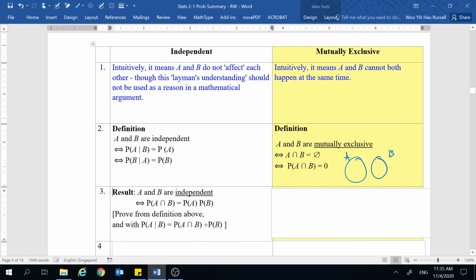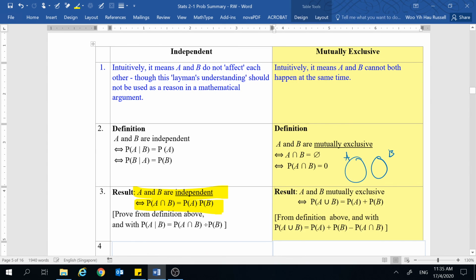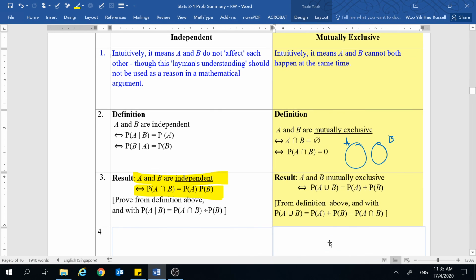Next. Like I said just now, if A and B are independent, then this is a very super important result. If and only if. That means if this is true, then this is true. If the first line is true, then the second line is true. If the second line is true, then the first line is true. If A and B are mutually exclusive, then A intersect B is 0, which means probability A union B is this. I think you don't need to specially remember this result. See the Venn diagram above there and you will know.